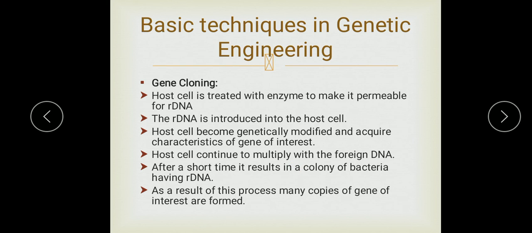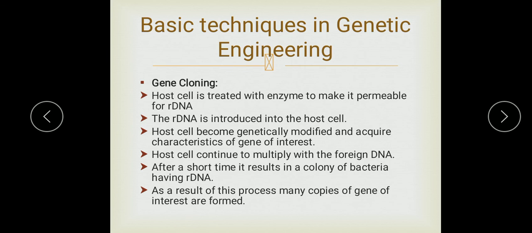For example, let's suppose the gene of interest is the insulin gene. So the host cell will now be able to form insulin because it has the information of insulin. Then the host cell continues to multiply with the foreign DNA. Foreign DNA basically means the gene of interest, and after a short time it results in a colony of bacteria having recombinant DNA. As the host cell is a bacterium cell, and you know that bacteria can reproduce after 20 minutes.